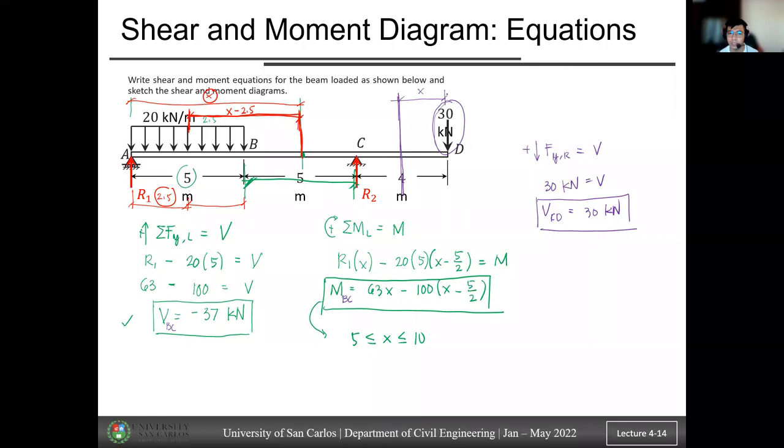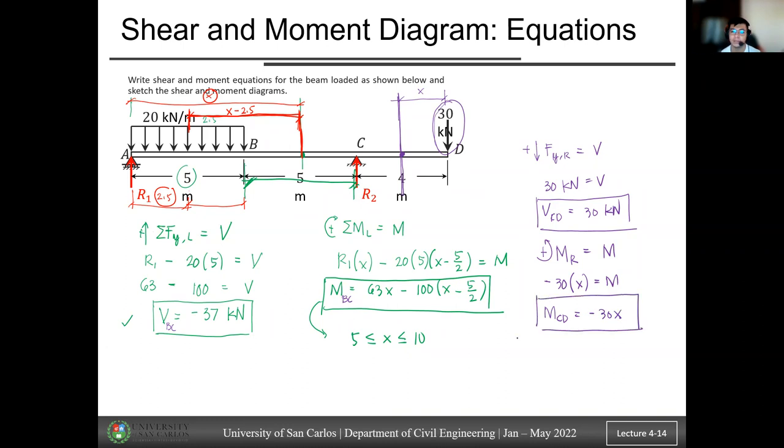And then for the moments, again, you take moments on the cut section here. Again, counterclockwise is now the positive moment on the right side of the cut portion. This is what I showed earlier. So M sub R is equal to the moment. So we have here a negative moment since this one is counterclockwise. I mean, it's clockwise rather. So 30 times x is equal to M. So MCD is equal to negative 30x. And again, this is only true for the distance of 0 to 4.